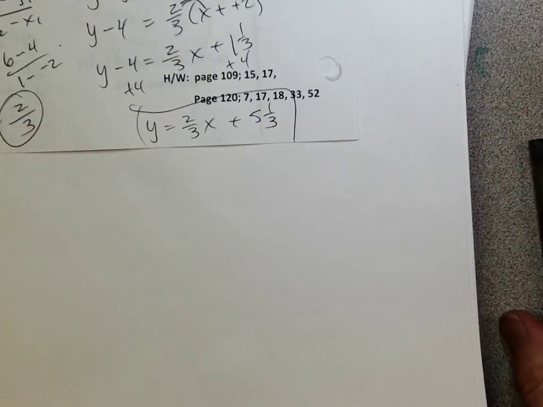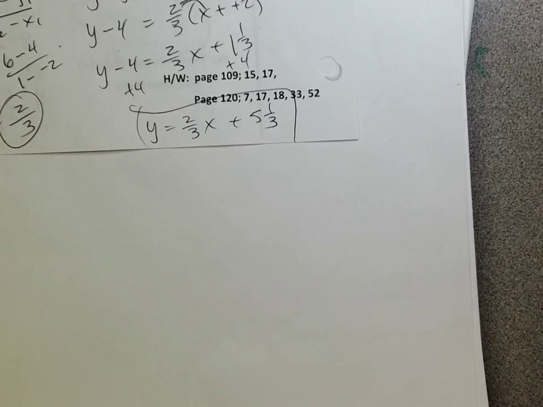So the homework for today, right, Gianna, is page 109, 15 and 17, and page 120, 7, 17, 18, 33, and 52. How's that, huh? Yay.